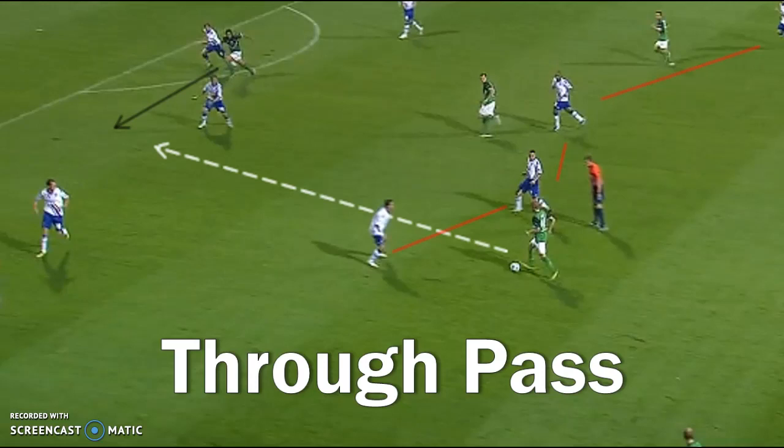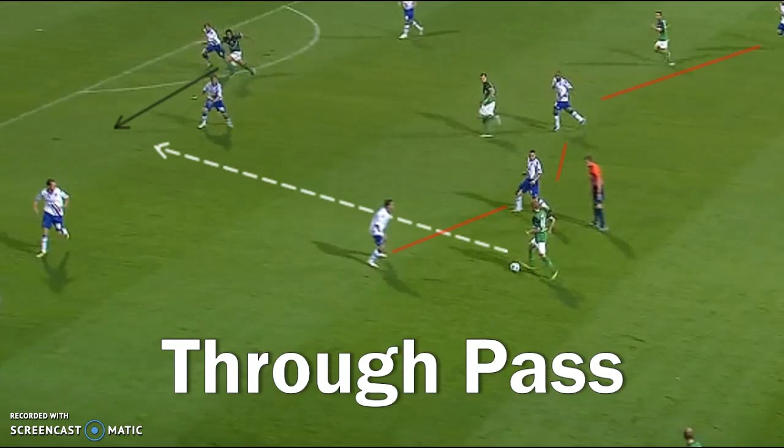Successful execution of this through pass requires recognition that the opportunity for the pass is available and that the passer and the receiver time the pass and run properly. This pass has to be at just the right pace to be effectively intercepted by the receiver. So this has several key components. The first key to this pass is that the ball handler and the prospective receiver recognize the potential for the pass. It must be executed quickly.